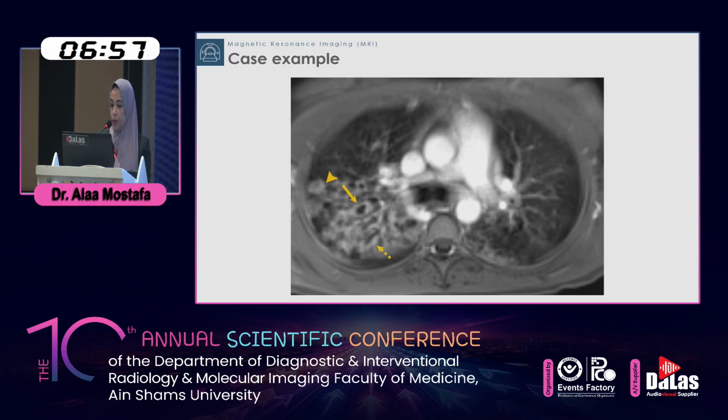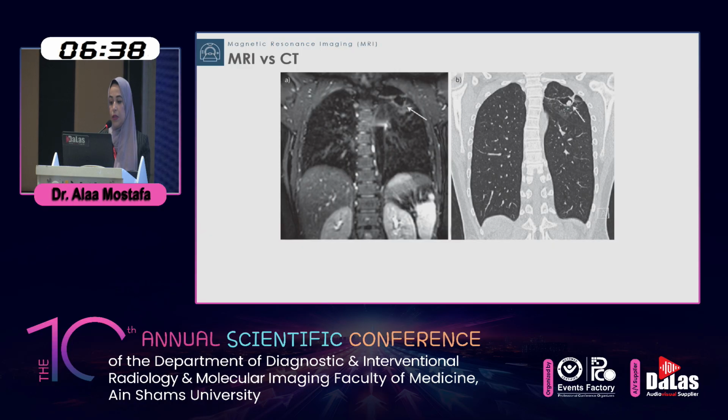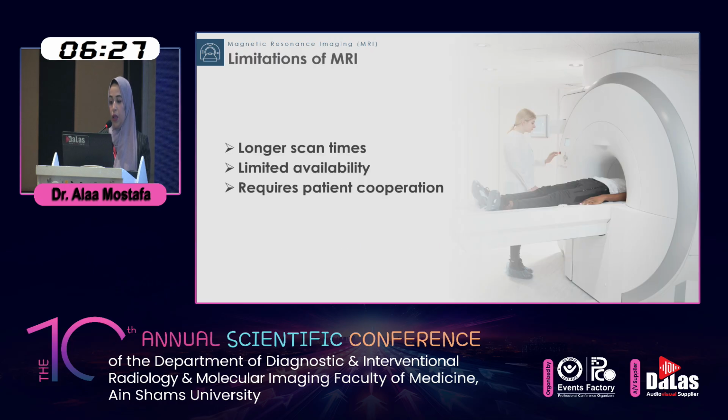Here is a case example showing MRI for monitoring of disease progression in a 13-year-old boy with cystic fibrosis. Axial post-contrast VIBE MR images show upper lobe predominant bronchiectasis as marked by the solid arrow and peribronchial thickening as marked by the dashed arrow, with an area of mucus plugging as marked by the arrowhead. MRI versus CT: CT offers superior structural detail, while MRI is superior in functional imaging. Together, they provide a complete picture of cystic fibrosis lung disease.